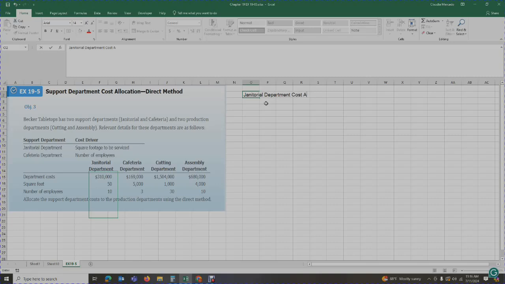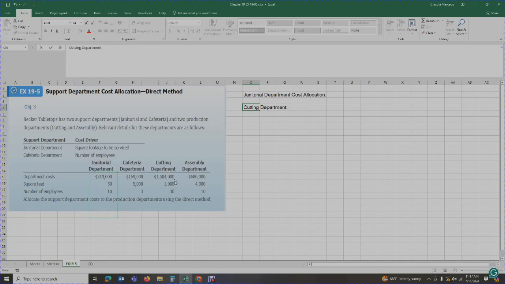Okay, so we have janitorial department cost allocation. We are allocating the cost of the janitorial department to the cutting and the assembly department. So let's first figure out the cutting department. How much of the $310,000 is going to be charged to the cutting department? We're going to distribute the janitorial department cost of $310,000 based on square footage. That's the cost driver. So let's look at the cutting department.